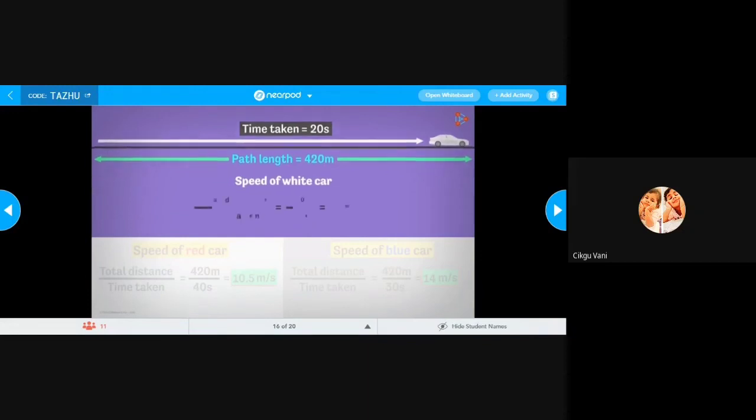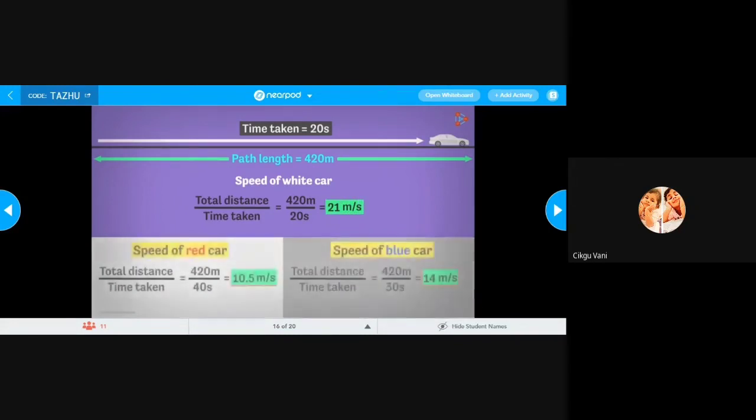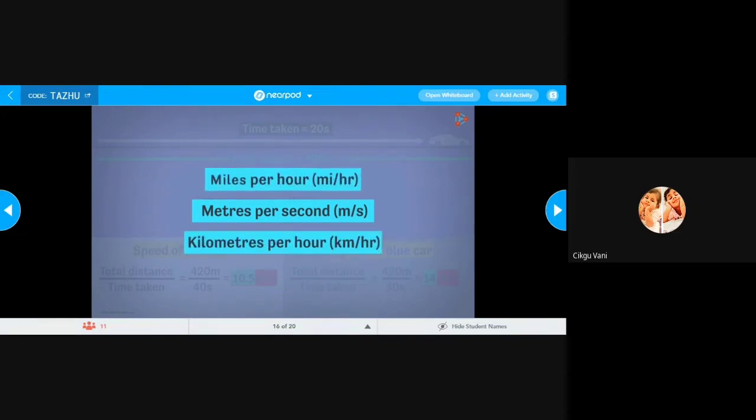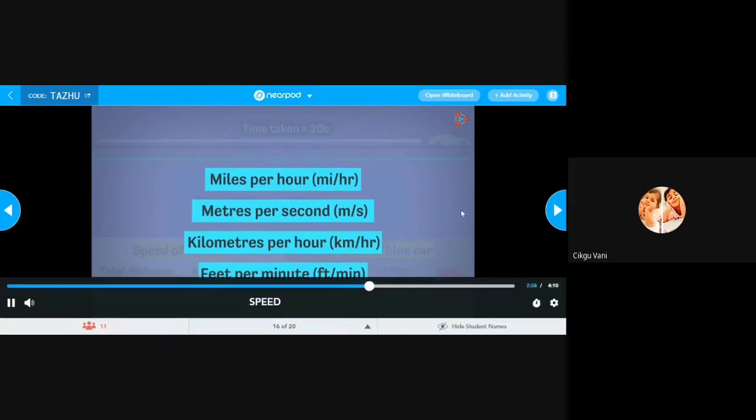The speed is 420 meters over 20 seconds, which will give us 21 meters per second. And you can see that this ratio is the greatest of all. Now I want you to look at the units. Meters per second is one of the units of speed. There are many such units of speed that you must be aware of. For example, kilometers per hour, miles per hour, feet per minute, and so on. We will discuss more about these units in our future videos.